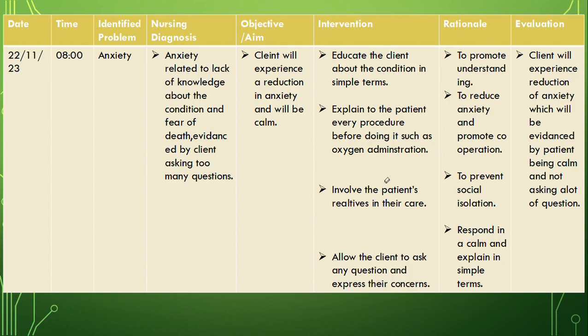Then the other intervention is that we have to involve patients' relatives in their care, such as the wife, the husband, or the children. We have to involve them in their care to prevent social isolation. Then also we want to allow the clients to ask any question or express their concerns about their condition, and we have to respond calmly and explain in simple terms so that they understand their condition.